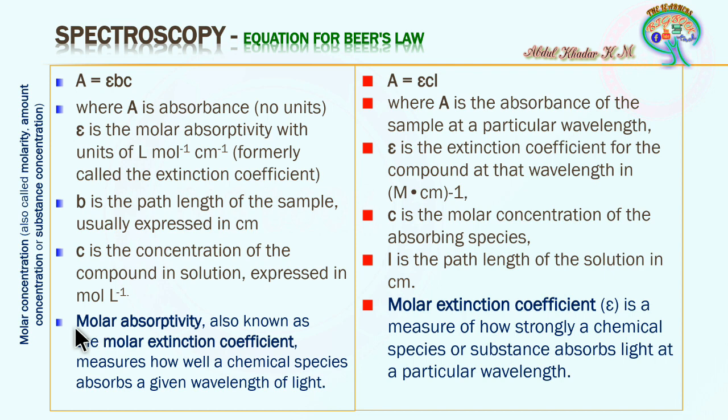Now when you consider molar absorptivity, the extinction coefficient, each compound is different. If you consider different compounds, let it be proteins, there are many amino acids. In carbohydrates there are many carbohydrates like glucose, sucrose, fructose, and different chemical compounds. All these compounds have a particular molar absorptivity at a particular wavelength of light.